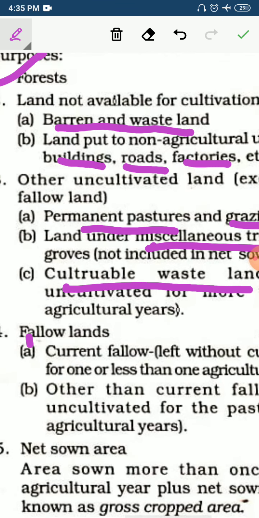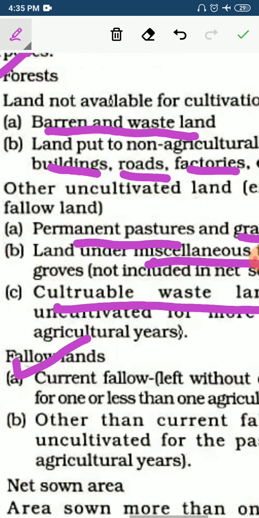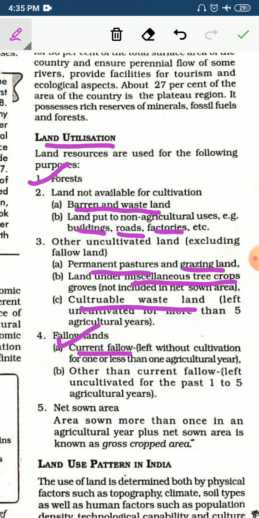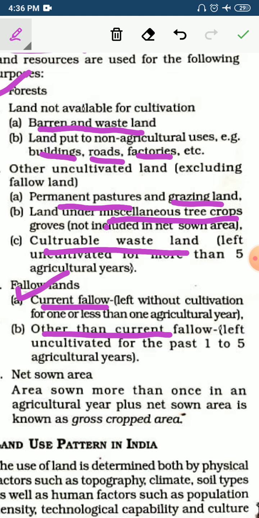The next point is fallow lands. So fallow lands are the lands which are left uncultivated for a short period of time so that they can regain their fertility. And these are of two kinds. The first is current fallow. Current fallow is the land which is left uncultivated for 1 or less than 1 agricultural year, while the second is other than current fallow land. So these are the lands which are left uncultivated for 1 to 5 agricultural years.